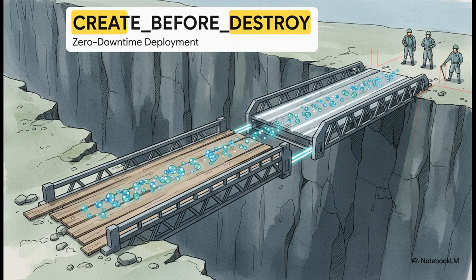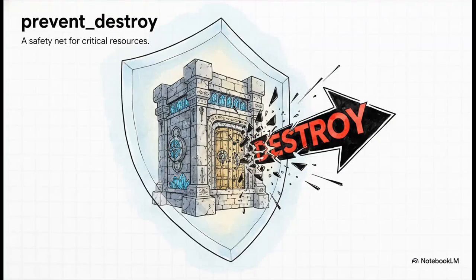This is absolutely essential for things like load balancers or application servers where you just can't afford any downtime. Next, we've got prevent_destroy, which is basically a big red stop button for your most important stuff. If any change would cause Terraform to delete a resource you've marked with this, like, say, your production database, it'll just stop the whole process and throw an error. It's one line of code that could save you from a catastrophic mistake.